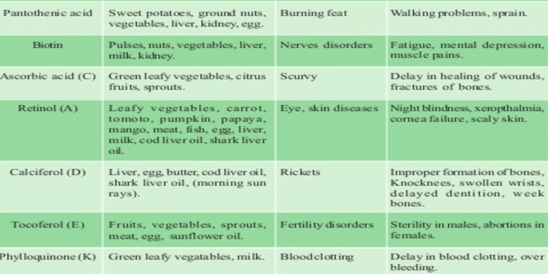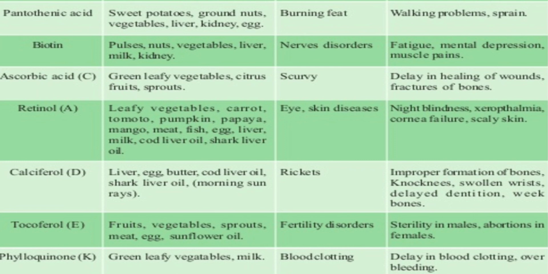That is rickets. What are the symptoms? Improper formation of bones, knock knees, swollen wrist, delayed dentition and weak bones. Knock knees means the legs, the bones near the knees, they touch each other. Of the two legs, they touch each other. That is knock knees. The next is the tocopherol, that is vitamin E.